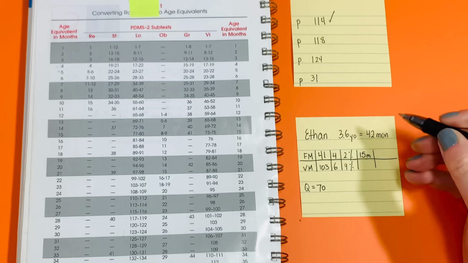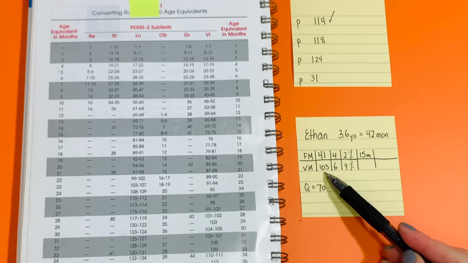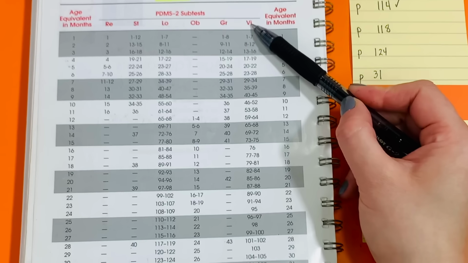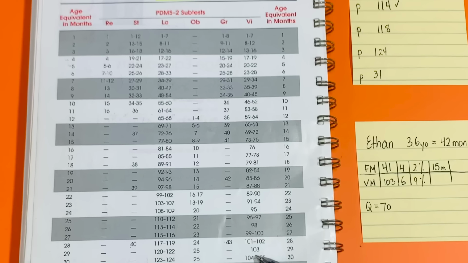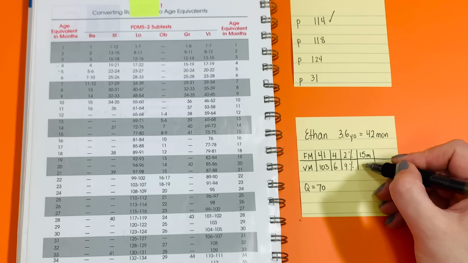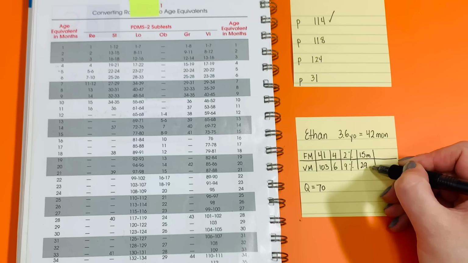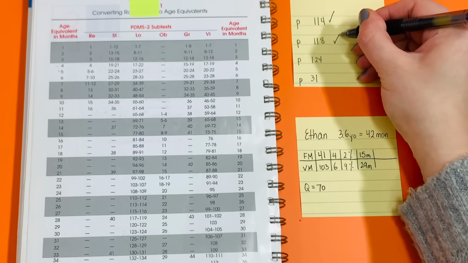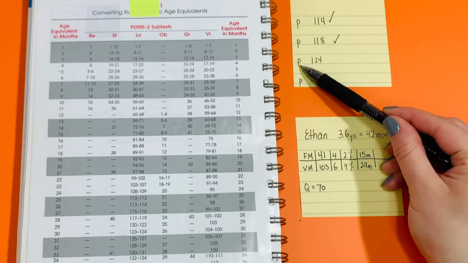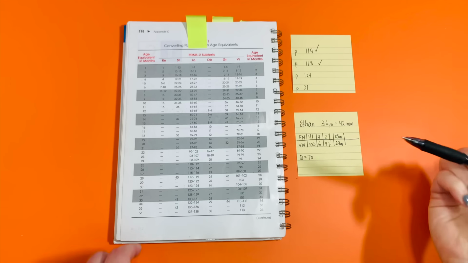Let's go down the visual motor column to 103. Age equivalent is a 29-month-old level for visual motor skills. Page 118 is done. Next is page 124.